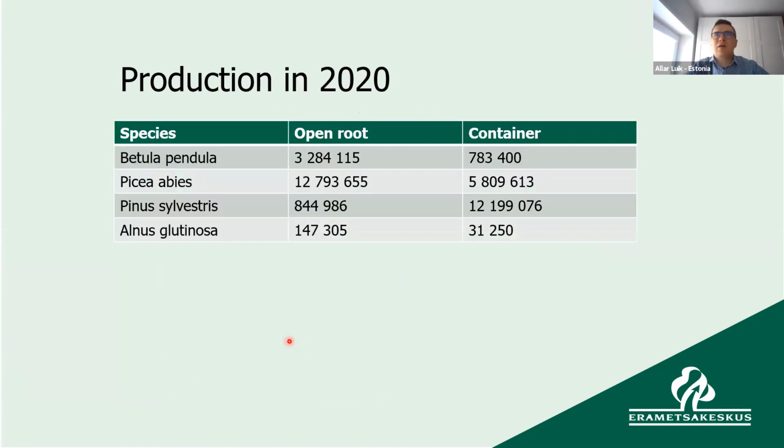In 2020, we produced mainly 3 tree species: birch, spruce, and pine. Also a little bit of black alder, Alnus glutinosa. All of the other tree species were produced in very low numbers, a few hundred or a few thousand every year. And while pine is mostly container plants, spruce and birch are still mainly open root plants.